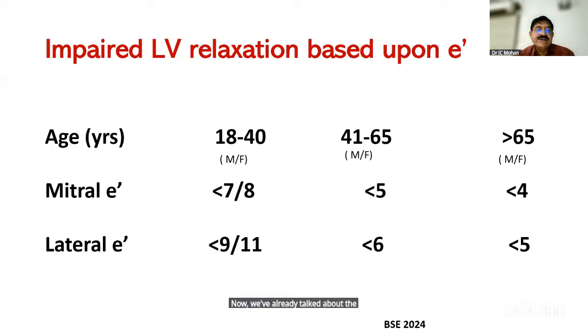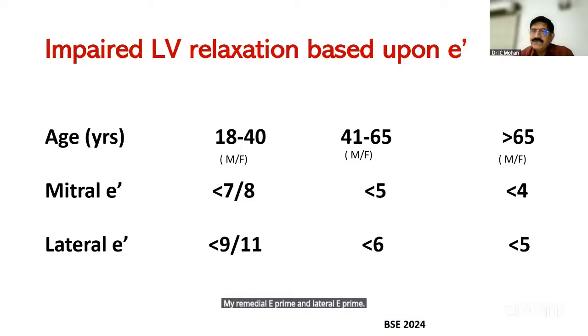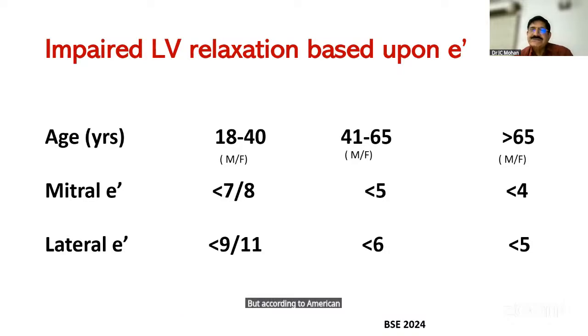Now, he is about 65 years of age. And the British Society has put 4 and 5. So according to the British guidelines, he has a normal medial E prime and lateral E prime, because the cutoffs are 4 and 5, and he has, of course, 6 and 7. But according to the American guideline, he just sits on the border.